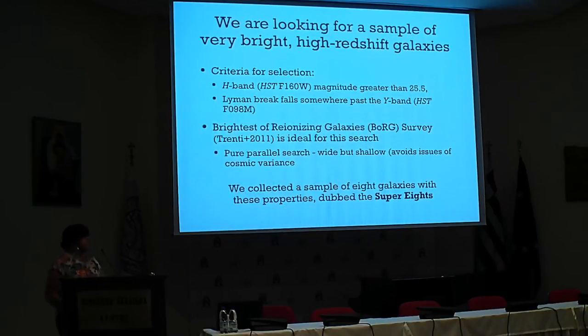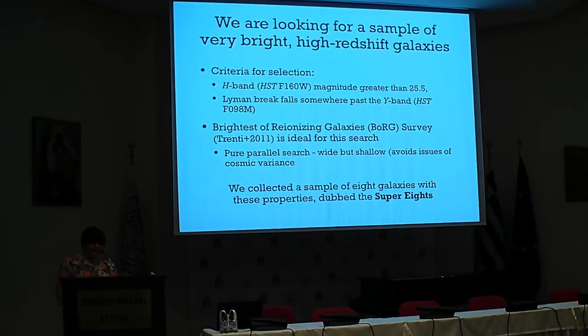So with this in mind, we wanted to basically come up with a sample of particularly bright galaxies, H-band magnitude brighter than 25.5, where the Lyman break falls somewhere in the Y-band, as I mentioned previously. We did this using the Brightest of Reionizing Galaxies survey, or the BoRG survey, which has been a really useful survey for this particular kind of work.